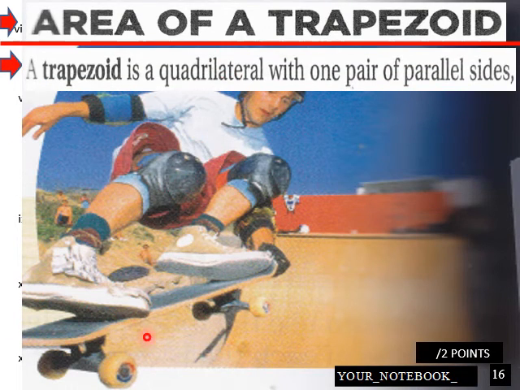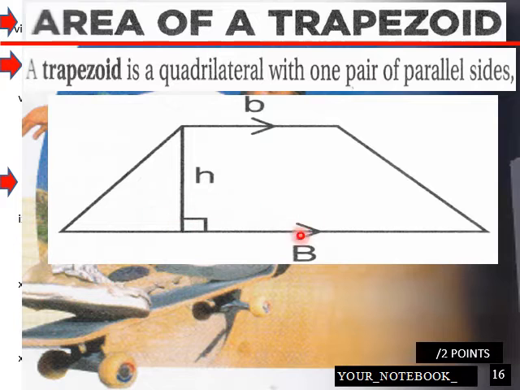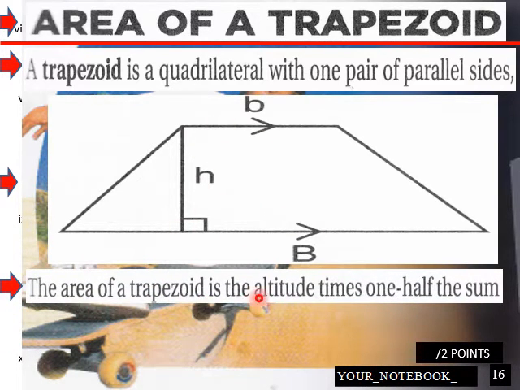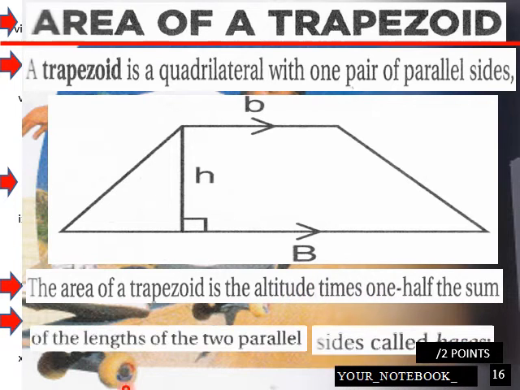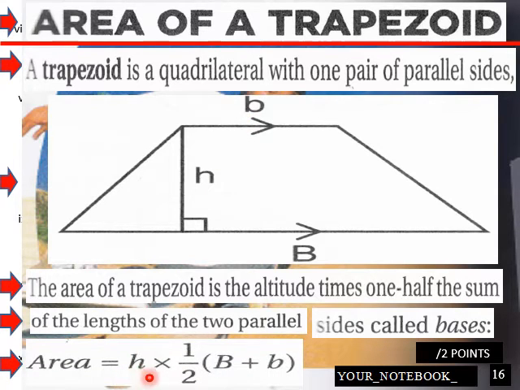And then we have the area of a trapezoid. A trapezoid is a quadrilateral with a pair of parallel sides. So here are our parallel sides. The area of a trapezoid is the altitude times 1/2 of the sum of the lengths of the two parallel sides, called bases here. So area equals height times 1/2 capital B plus b.